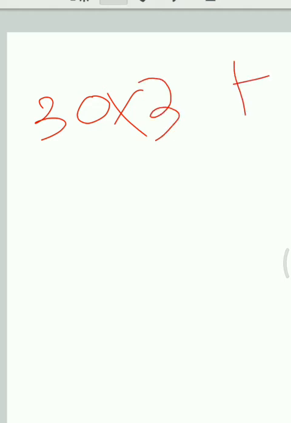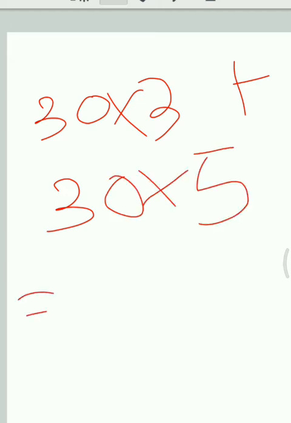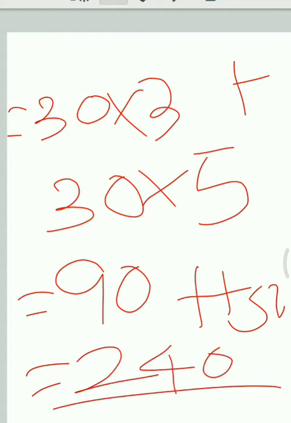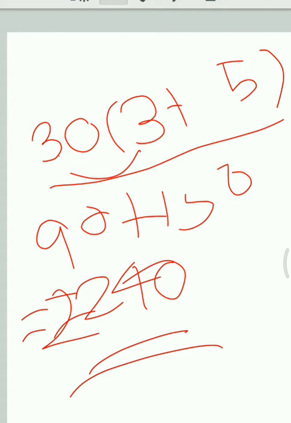If we do another process, that is what? 30 into 3 plus 30 into 5. Now you tell me what will happen. 30 into 3 is also 90. 90 plus 30 into 5, that is 150. Now you tell me 90 plus 150, that is 240. Did you observe one thing? In both cases we are getting the same answer, students.